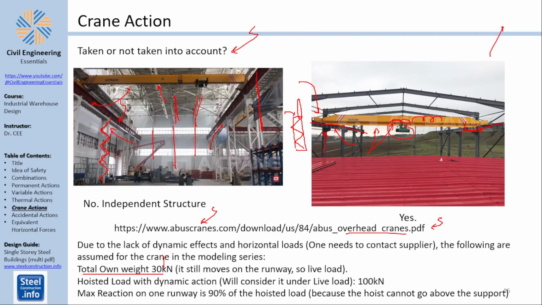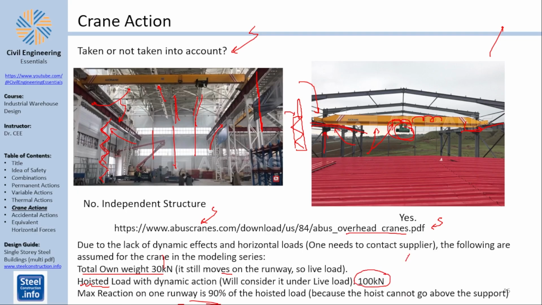I will assume it like this. This yellow thing with this hoist is going to be 30 kilonewtons. It still moves on the runway beam, so it's a live load. And then I will assume that the hoisted load with the dynamic is 100 kilonewtons. And I will assume that the maximum reaction on one runway is 90%.